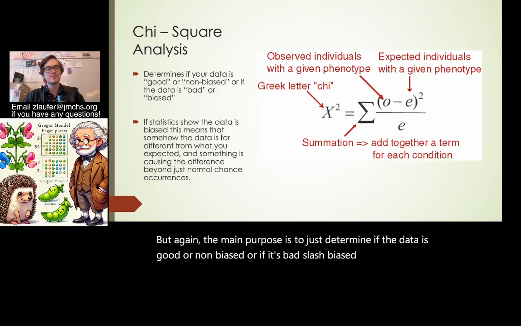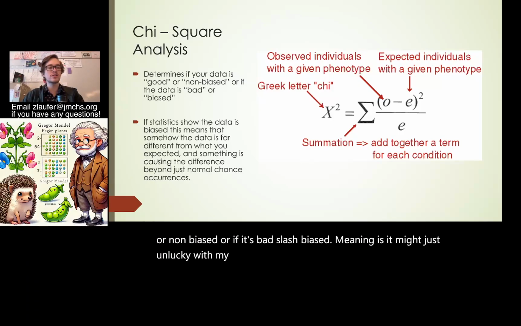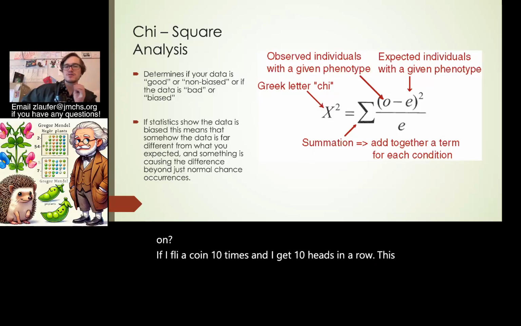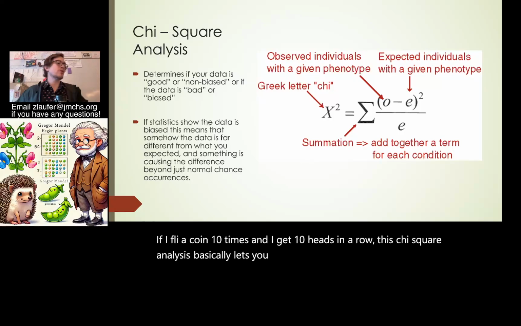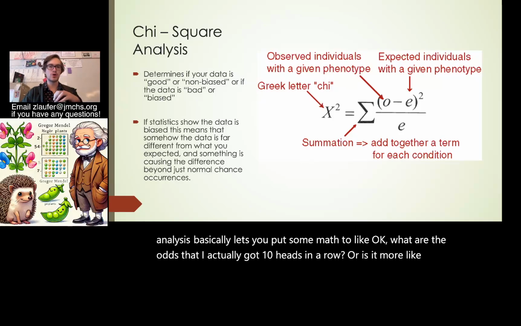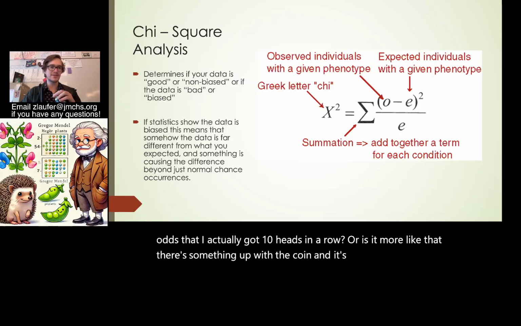Meaning, am I just unlucky with my data, or is there actually something else going on? Like if I flip a coin 10 times and I get 10 heads in a row, this chi-square analysis basically lets you put some math to like, okay, what are the odds that I actually got 10 heads in a row, or is it more likely that there's something up with the coin and it's not actually 50-50?